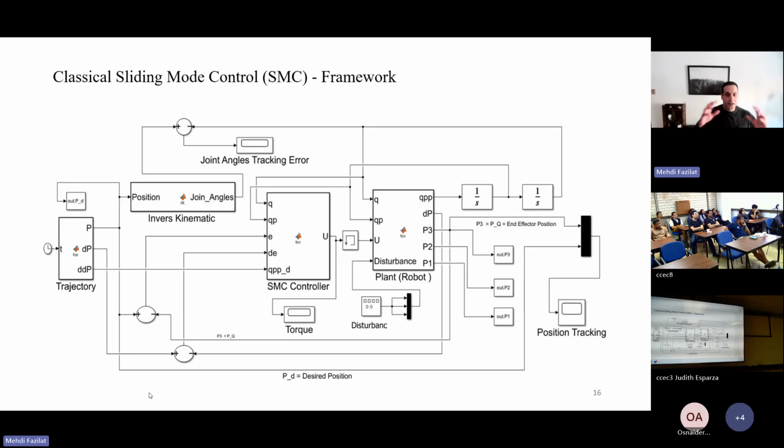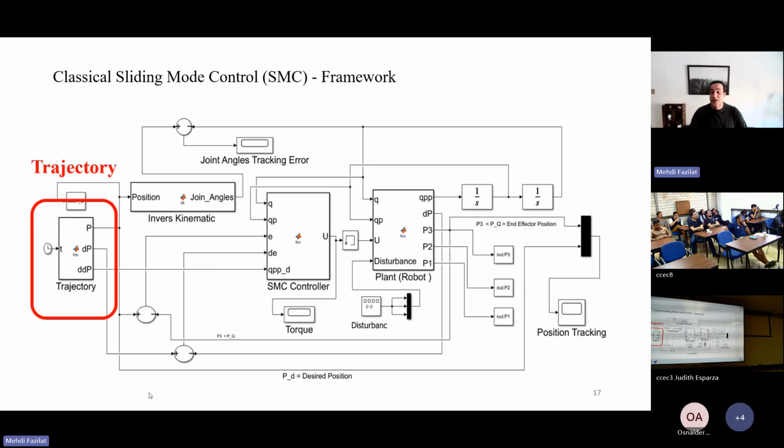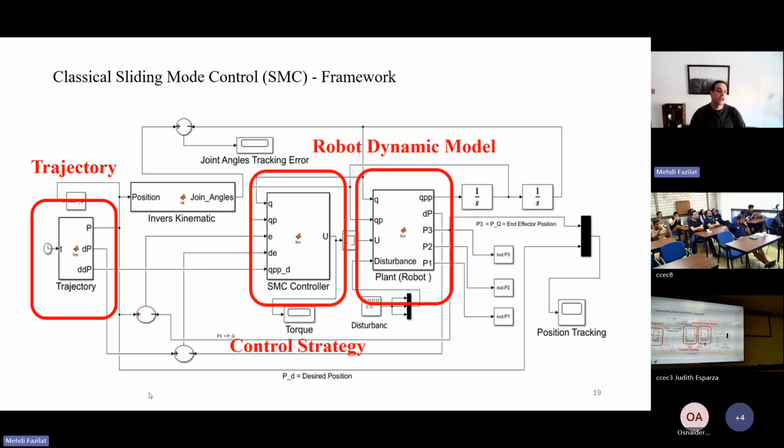Now you can see the overall framework of the sliding mode control that we employed in our research for controlling the manipulation of robots. It has three main parts: the trajectory plan, the control plan, and the dynamics of the robot as a general plant. So overall, this setup shows how the reference motion, control law, and robot dynamics interact together in real time.